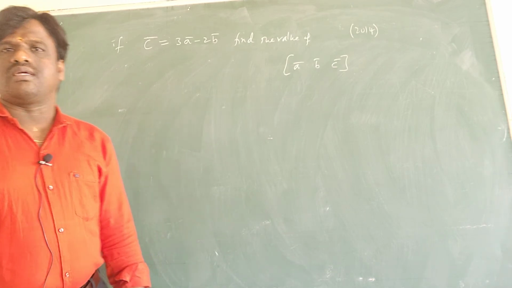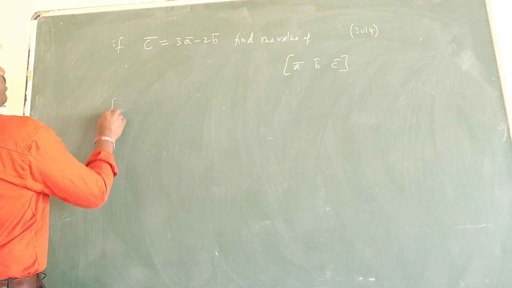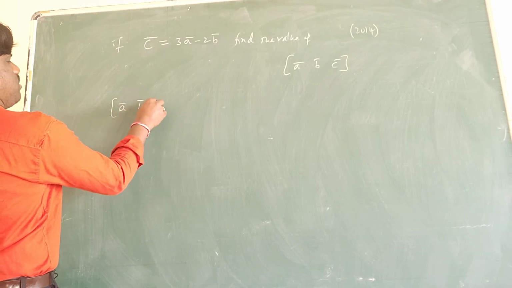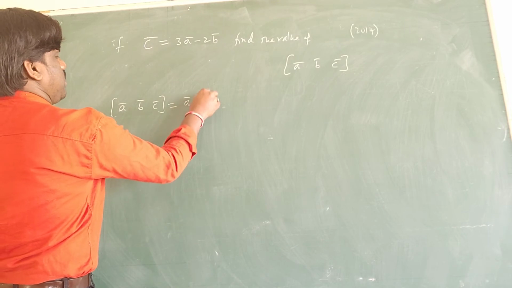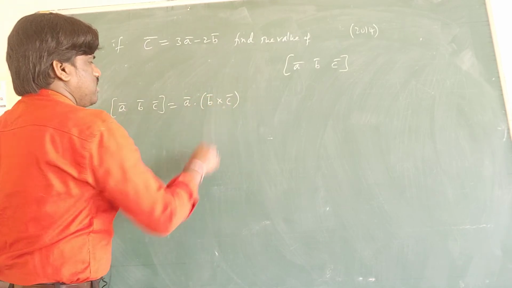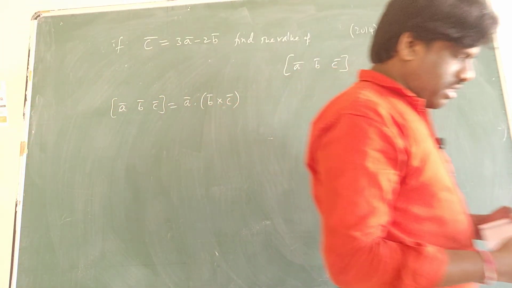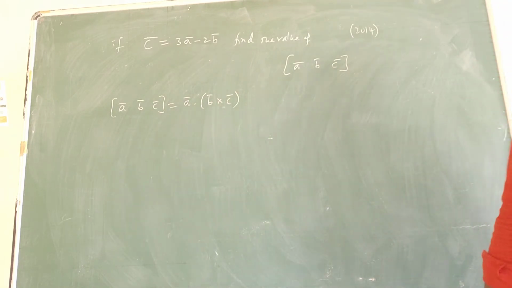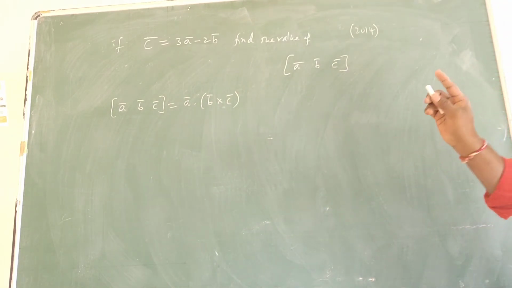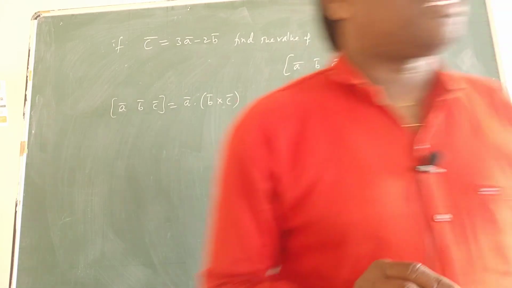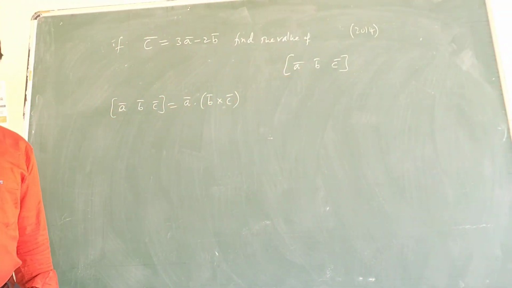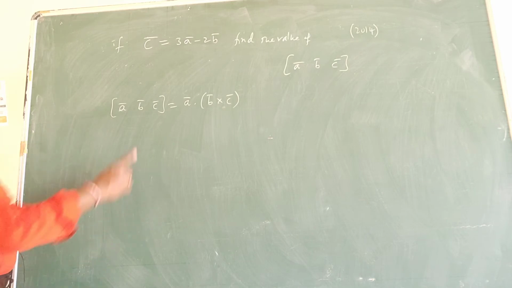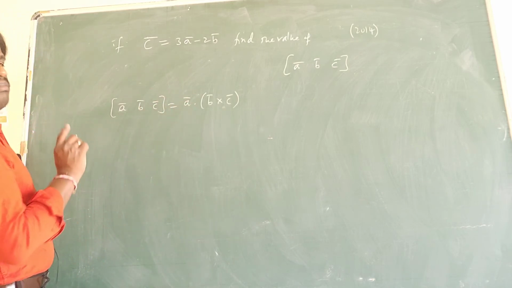So what to do here? What is the meaning of box ABC? Box ABC is equal to A vector dot B cross C. Right? Box ABC means A vector dot B cross C. This is the meaning of that. This proof I also explained in JEE. So here A vector dot B cross C is the box ABC.